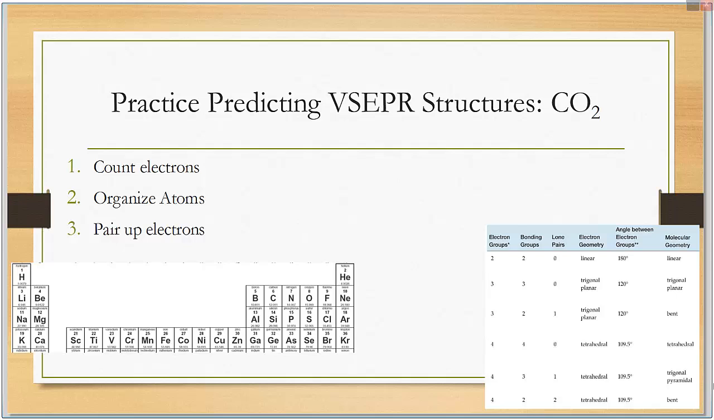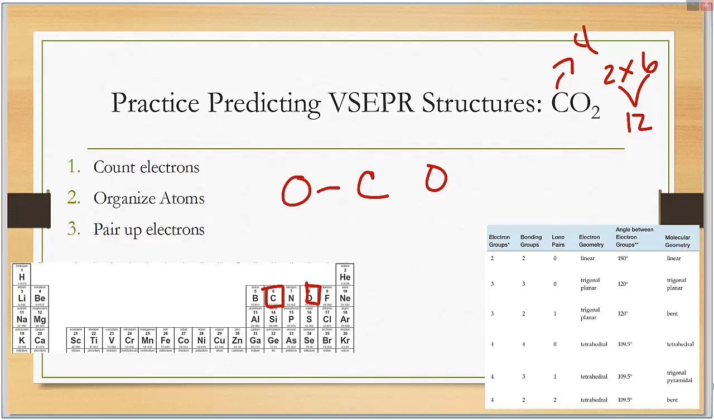Alright, so the last one we're going to do is CO2. So carbon is 4, oxygen is 2 times 6 to make 12. We looked at the periodic table to determine this. Carbon's further away from fluorine, so it's going to be in the middle. Connect those. So we have 4 electrons used up. That gives us 8 electrons left.